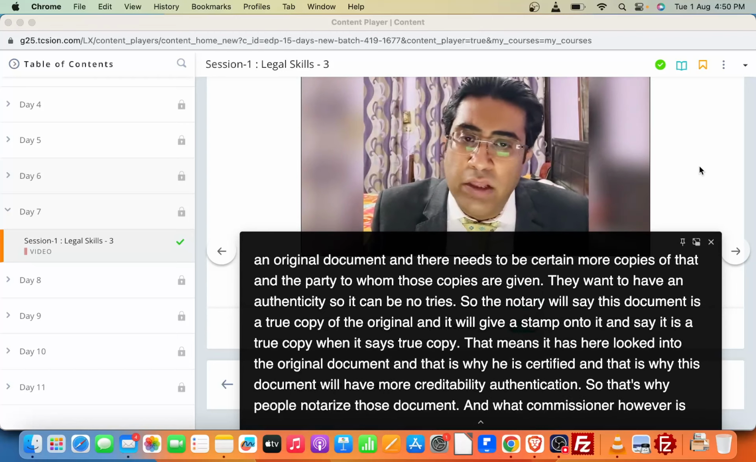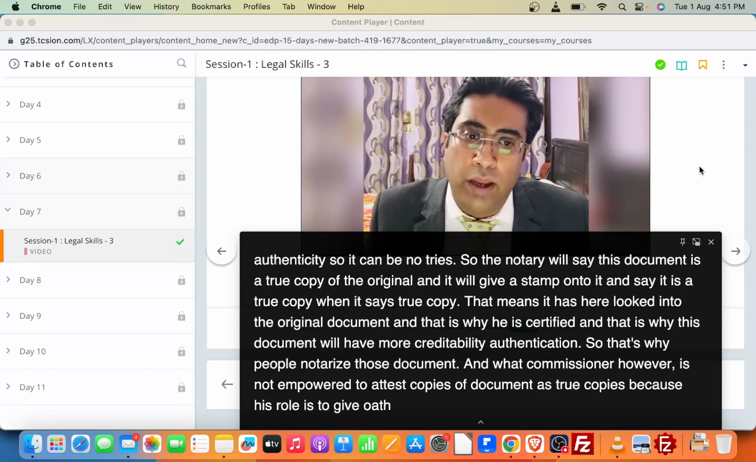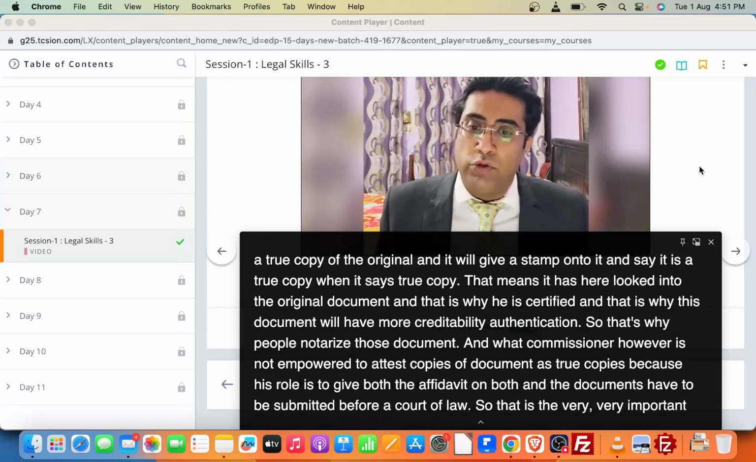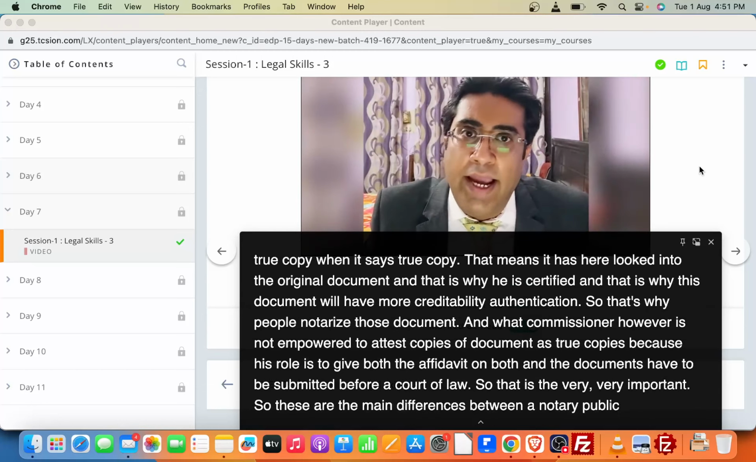An oath commissioner, however, is not empowered to attest copies of documents as true copies, because his role is to give oath, an affidavit on oath, and the documents have to be submitted before a court of law. So that is very important. So these are the main differences between a notary public and an oath commissioner.